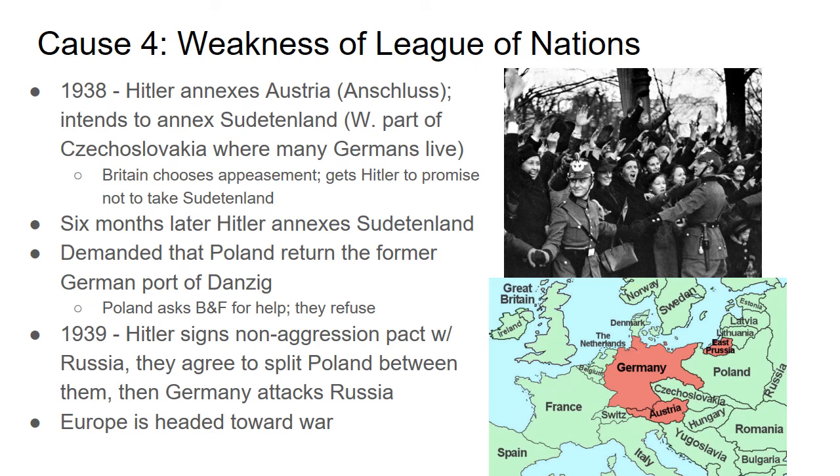In 1939, Hitler signs a non-aggression pact with Russia. In that pact, they agree that they are going to split Poland, so Germany is going to get the western half of Poland, Russia is going to take over the eastern half of Poland, and they're not going to fight each other. And then they do that, and then Germany attacks Russia and takes over the rest of Poland. And at this point, Europe, Britain and France cannot ignore this aggression anymore. And so Europe is headed to war.